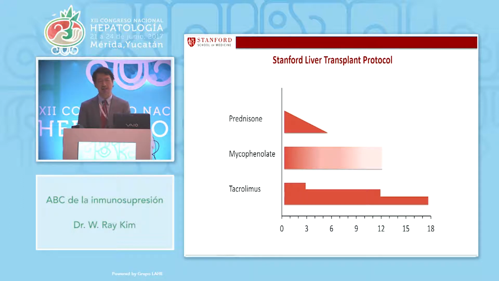We use high levels of tacrolimus, up to 15 nanograms per ml, in the first month of transplantation. That is gradually reduced. By the end of the first year, we will have tacrolimus monotherapy with a target level around 5 nanograms per ml, and patients do well.